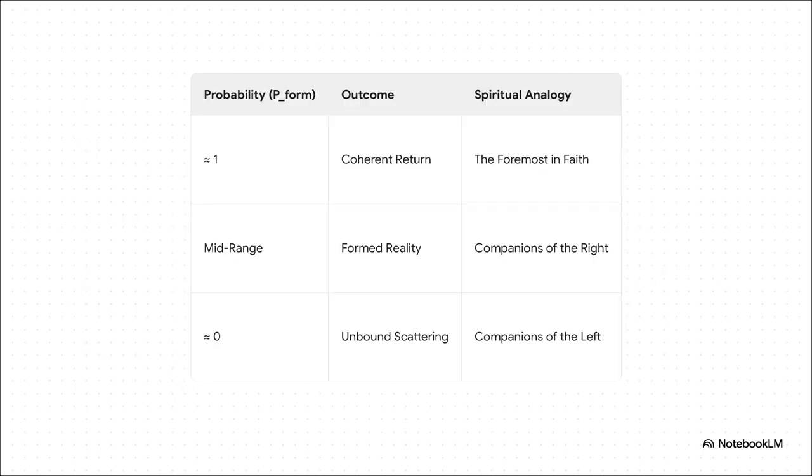And then the model takes it a step further. It actually maps these physical outcomes to spiritual archetypes. So, if your probability is close to 1, meaning you have almost perfect alignment with truth, the outcome is a coherent return to the source. If your probability is close to 0, you get unbound scattering. And everything in between, well, that's just our normal formed reality.